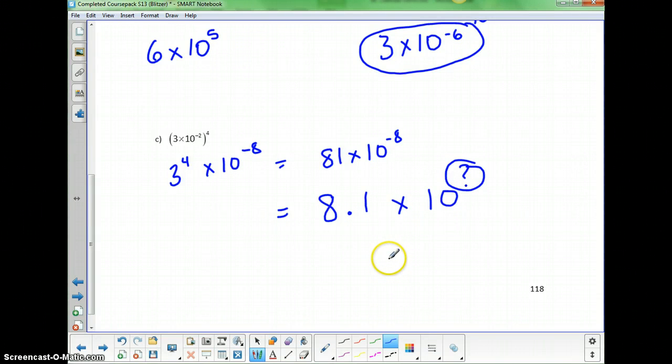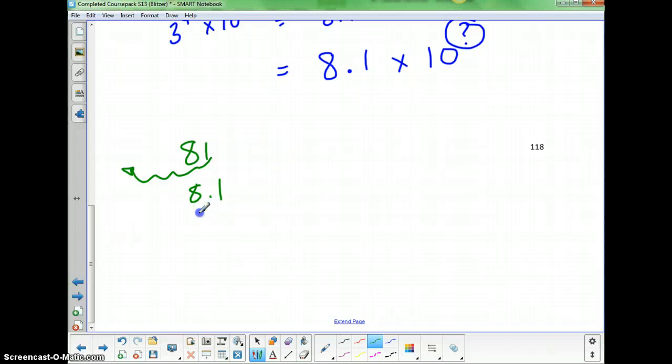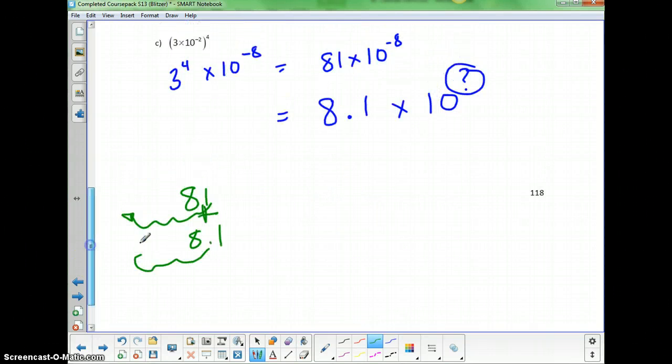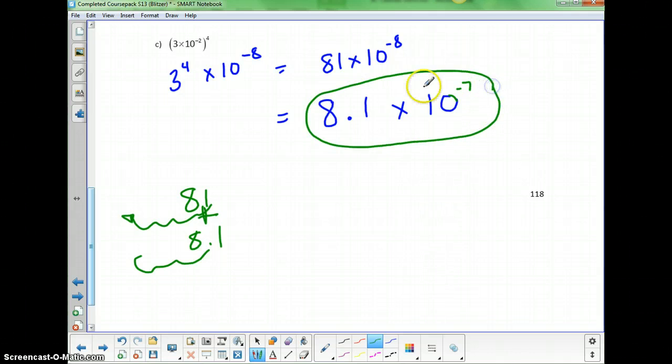Let's think about this for a second. This number right now was 81 with the decimal place moved over this way 8 times. If it's 8.1, the decimal place needs to be moved over 1 fewer time because it's already moved 1 time. So 1 fewer time would make this exponent negative 7. 1 fewer movement.